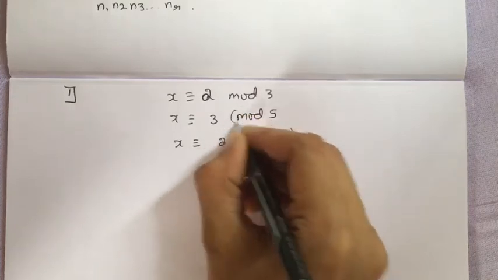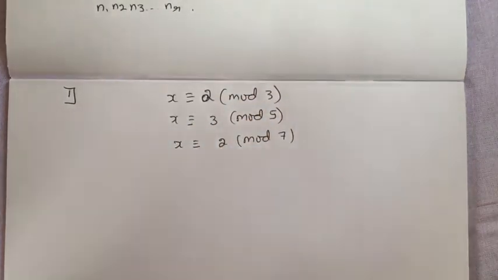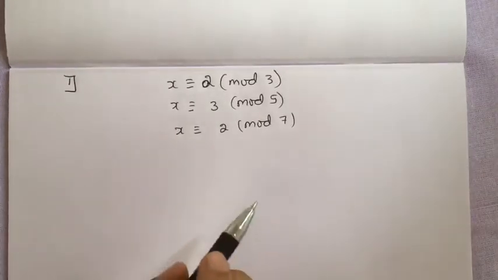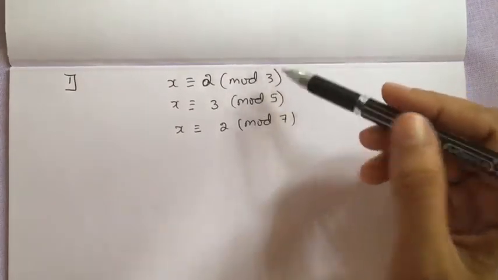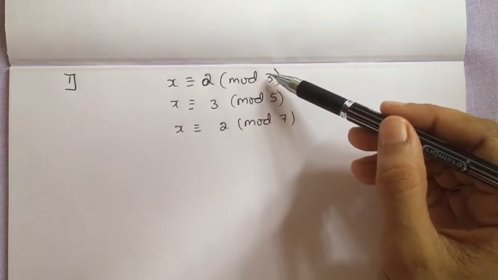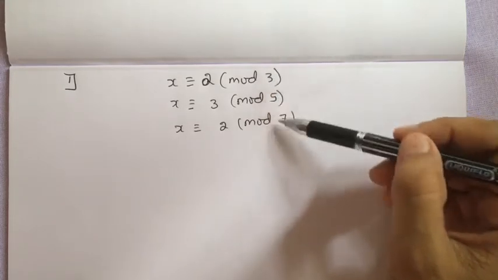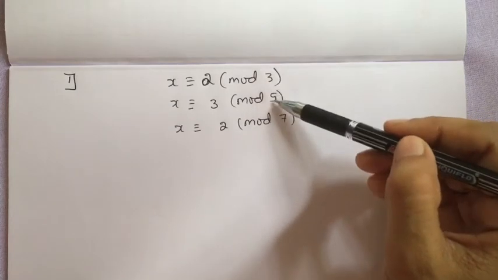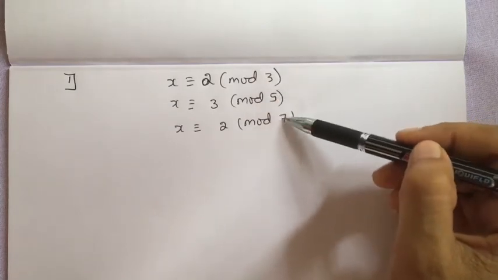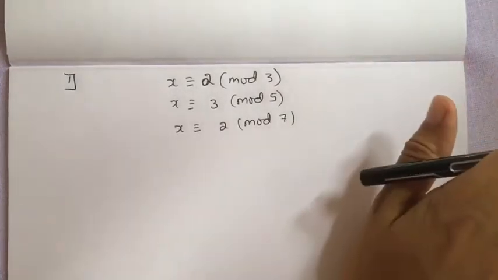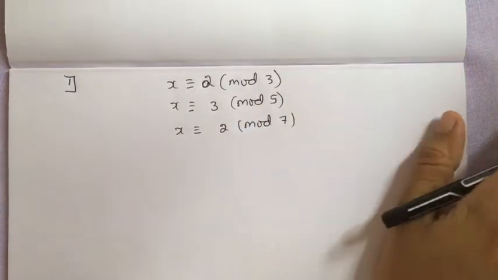Okay, so let us solve this first. I'll explain the method how to do it. First thing is you have to check these n1, n2, n3, whether they are relatively prime or not. Means each pair should be relatively prime. Okay, that you have to check. If that is the case, then you can solve it.